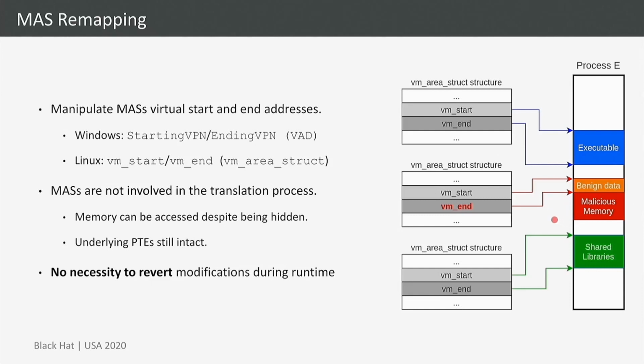But still, it can still be accessed, especially by the CPU when executing, because the CPU doesn't care about the MAS structures. It is only interested in the PTEs, which it uses in order to do the translation and to access the memory. And those are still valid and are still there. So this works fine after this modification. One advantage of this technique in regard to the other two that we will see now is that it is not necessary to revert this modification in order for the malicious code to execute.